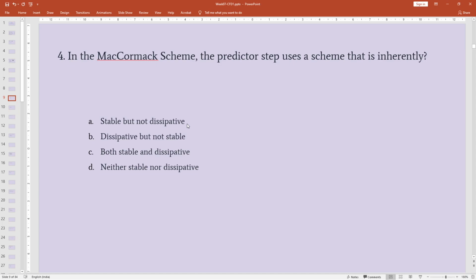Option A, sir. It's actually option C. It is stable and dissipative.